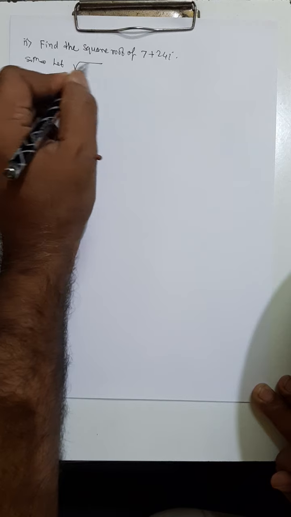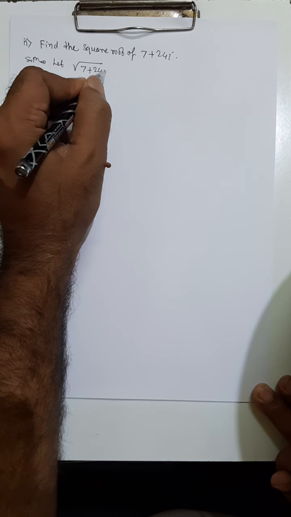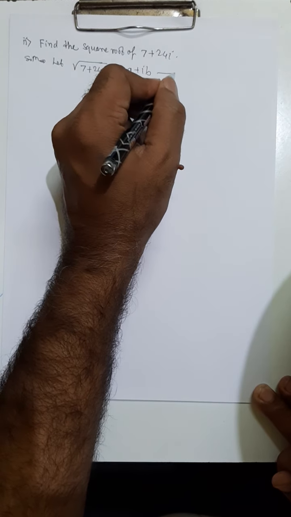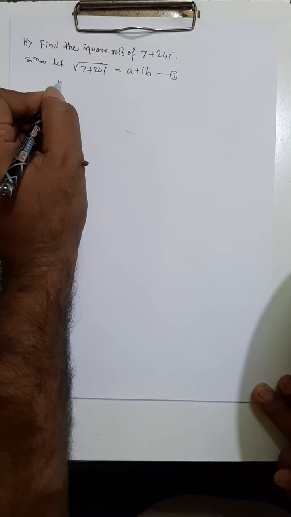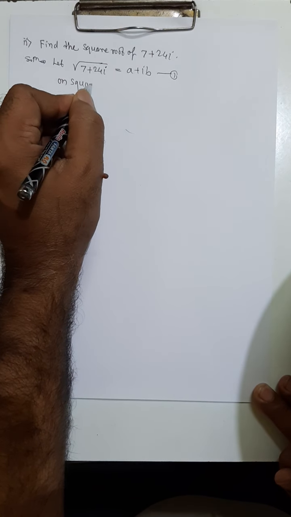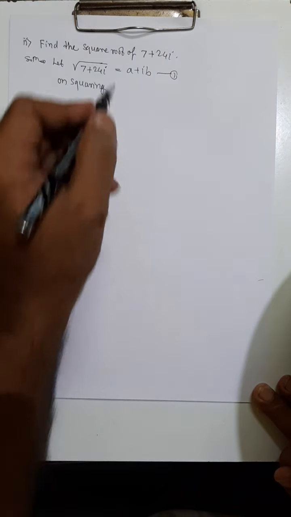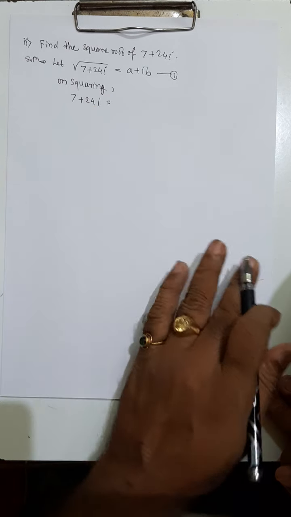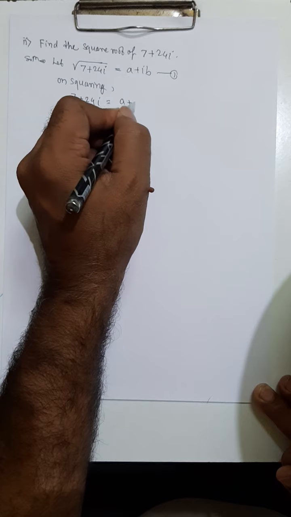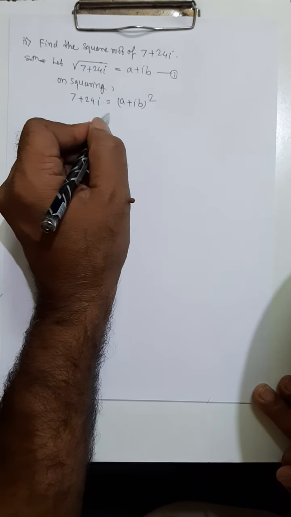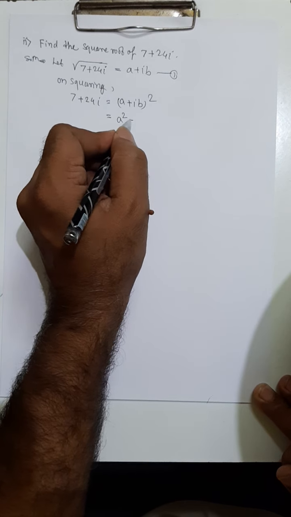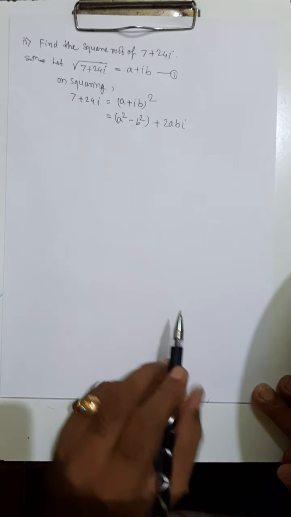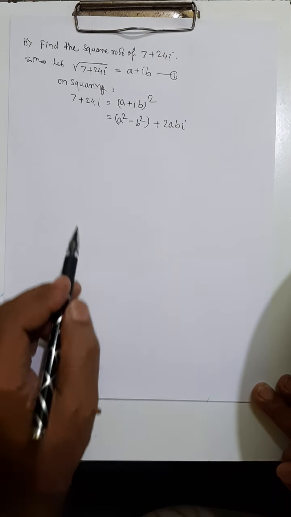First let square root of 7 plus 24i is equal to a plus ib. Suppose equation 1. Next step, squaring both sides. On squaring, we get here 7 plus 24i is equal to a plus ib its square. So a square minus b square plus 2abi, right? a square plus i square b square means minus b square.